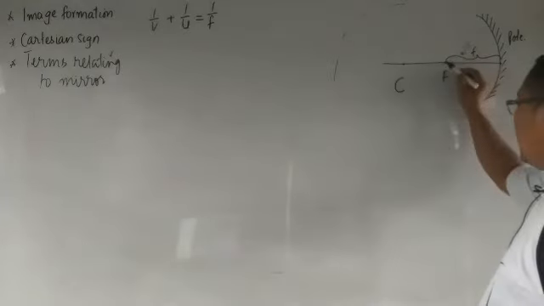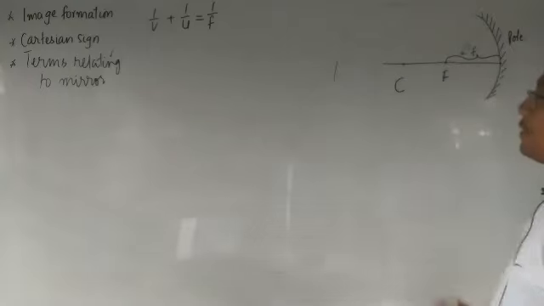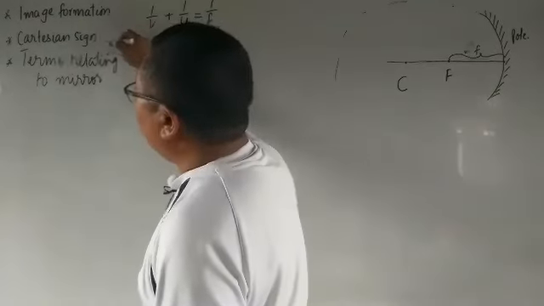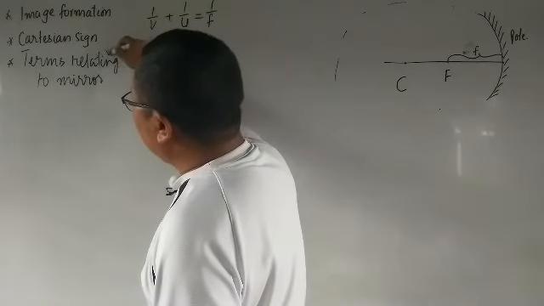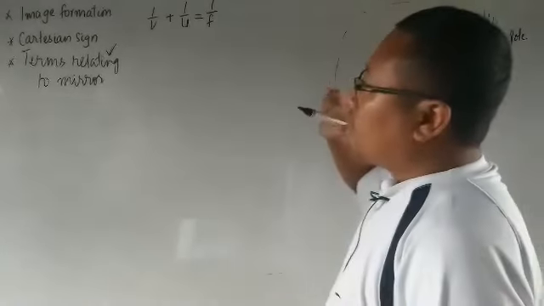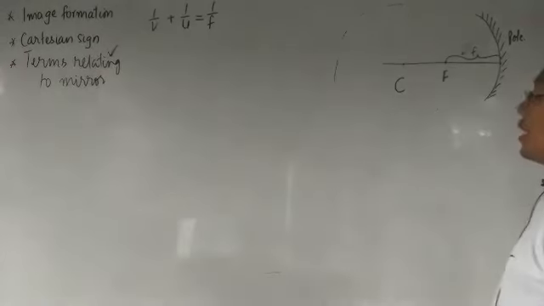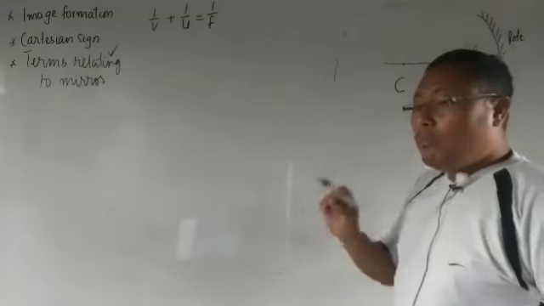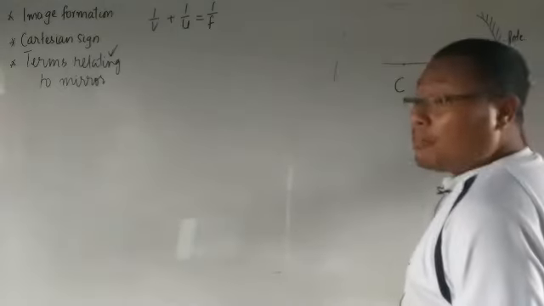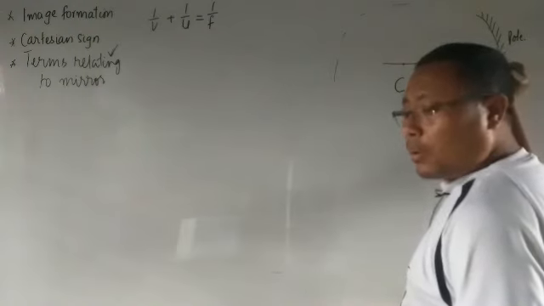So this is the focus, and this is the focal length, the distance between the focus and the pole. Now, about the Cartesian sign convention: we have finished some of the basic terms relating to mirrors and image formation. Any measurement should always start from the pole. Measurements are always made from the pole.